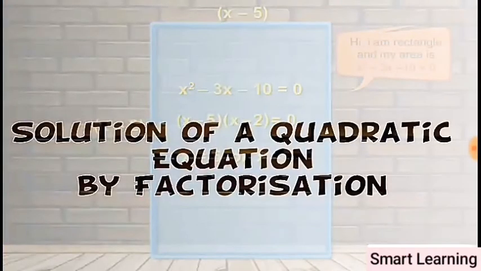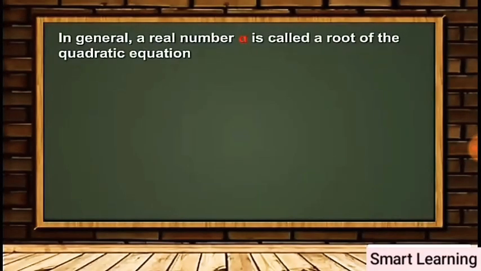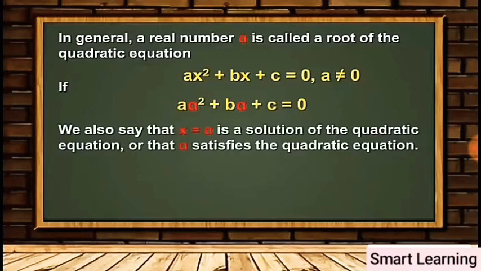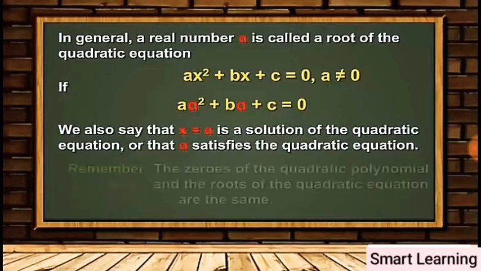In this module, we will learn solution of a quadratic equation by factorization. In general, a real number alpha is called a root of the quadratic equation ax square plus bx plus c is equal to 0, where a is not equal to 0, if a alpha square plus b alpha plus c is equal to 0. We also say x is equal to alpha is a solution of the quadratic equation, or that alpha satisfies the quadratic equation.